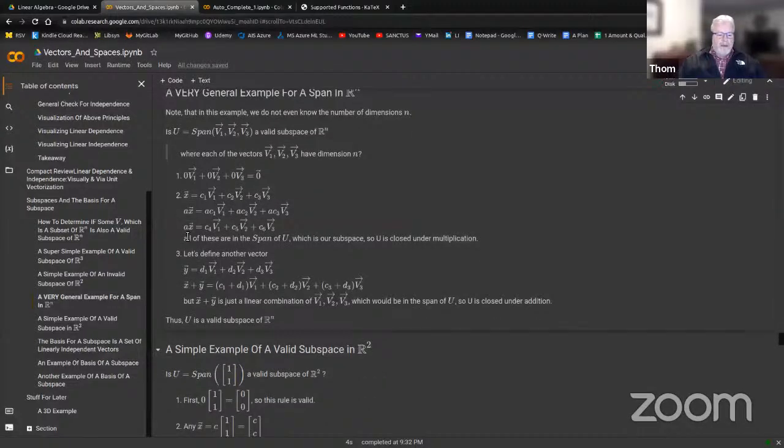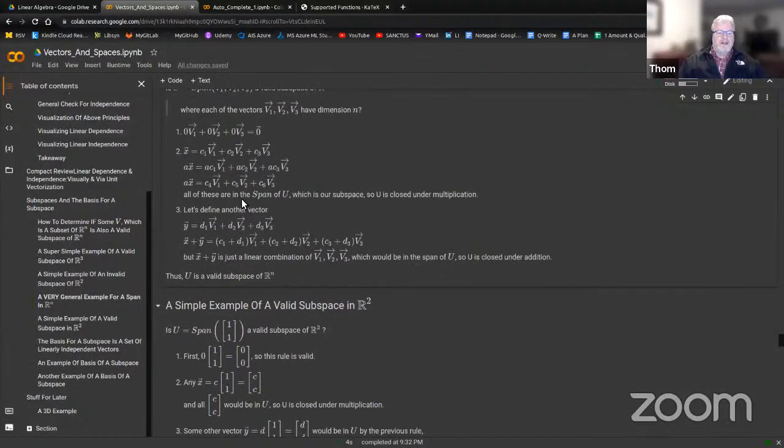Then I can just say, well, AC1 is C4 and AC2 is C5 and AC3 is C6. So all of these are in the span of U, which is our subspace. So U is closed under multiplication. Well, let's define another vector similarly to X, but now we've got Y with some D1 on V1 and D2 on V2 and D3 on V3, where these D's are all part of the real number set.